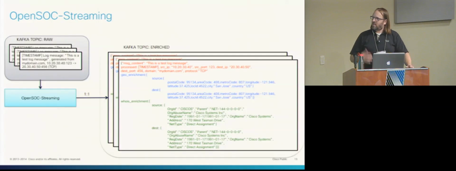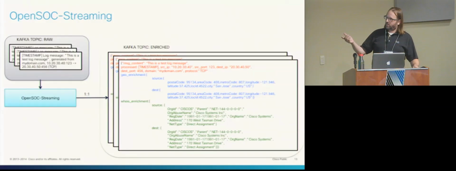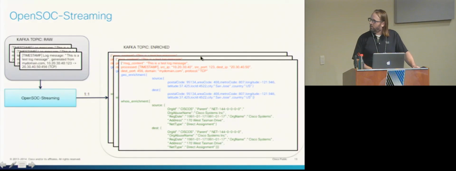Okay, so here's an example of what we're doing with streaming. This is a syslog example. The message comes in, gets processed, and right now it's being split apart since we know source IP, source port, dest IP, and we do some geo enrichment on that. So we add all the geo information we can, and we also do whois enrichment. For every single message that comes in, every single IP address, we're looking that up.